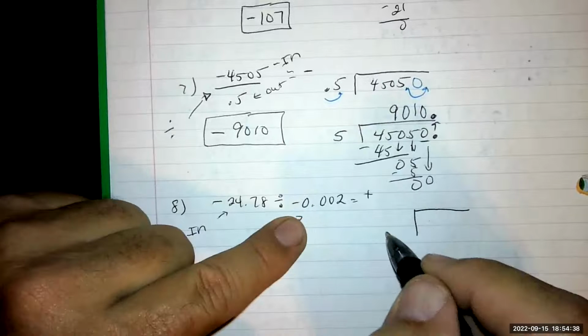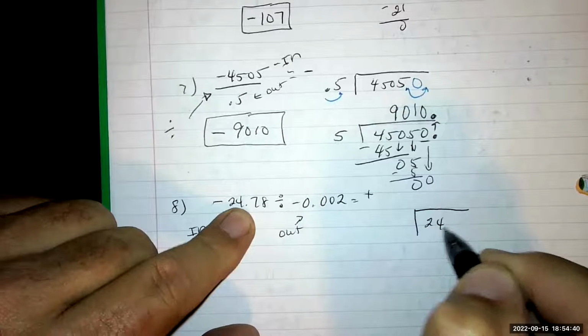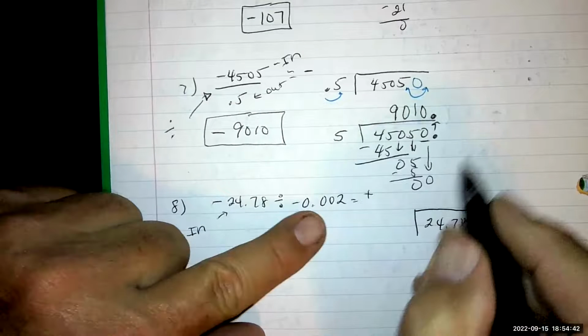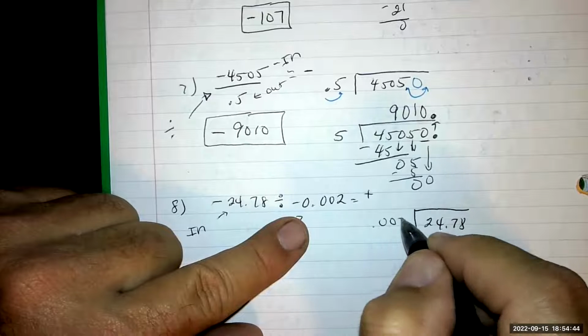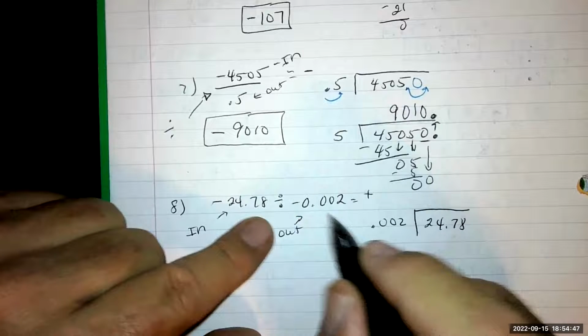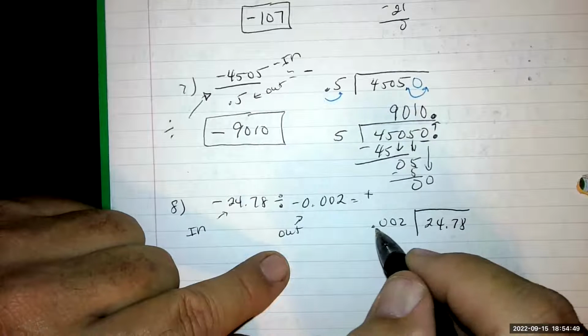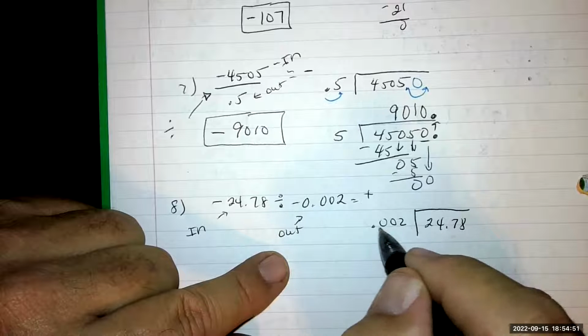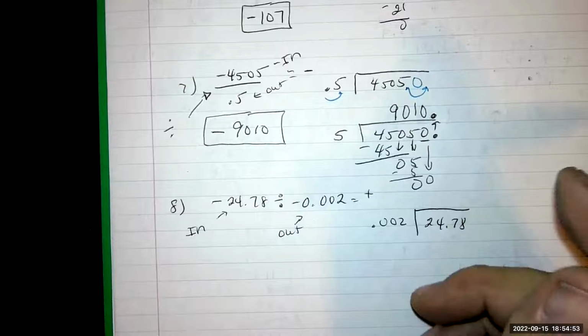All right, so here we go. I'm going to put this in the box. And you notice I don't put the negatives in there. There's no point in it. We just go ahead and put the numbers in there and just do the math. And then we just go by the signs. All right. I want to make this into a whole number. So how many times do I move it to make it a whole number?